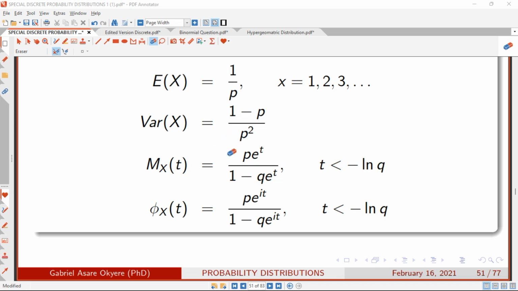If you want to get the characteristic function, anywhere you see the t, add i to it. Once you add i, you have the characteristic function, which is given as P e raised to the power it divided by 1 minus Q times e raised to the power it. This is our characteristic function.